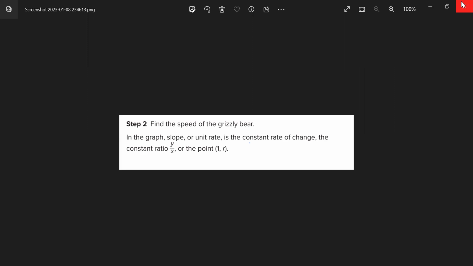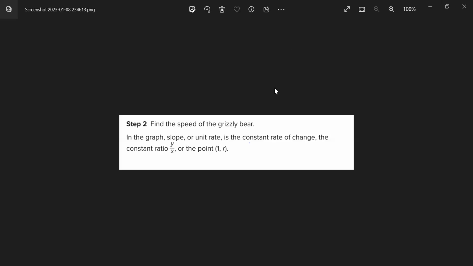Method number 3, which is the one I used, is to use the point (1, r). On the graph, the y-coordinate is 30 when x is 1. So the point (1, 30) represents the unit rate, which is 30 miles per hour. So using any of these methods, the grizzly bear travels 30 miles per hour. When we compare the unit rates in step 3, the rate for the rabbit is greater than the rate for the grizzly bear. Since 35 is bigger than 30, the rabbit is the faster animal. I hope you followed me in this one. Very good. So I'm going to leave it here.